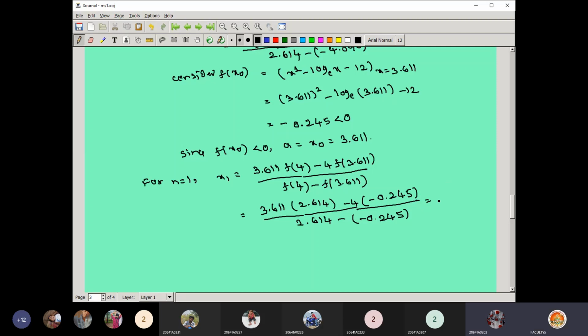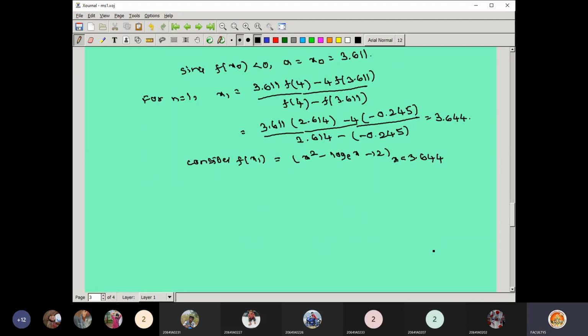3.644. So after getting this x1, again you substitute in the function. Consider f of x1, let's see whether it becomes 0 or not. So it is x square minus log x minus 12. There x equal to 3.644. So if I substitute that value, it becomes 3.644 whole square minus logarithm of 3.644 minus 12. See what answer comes.